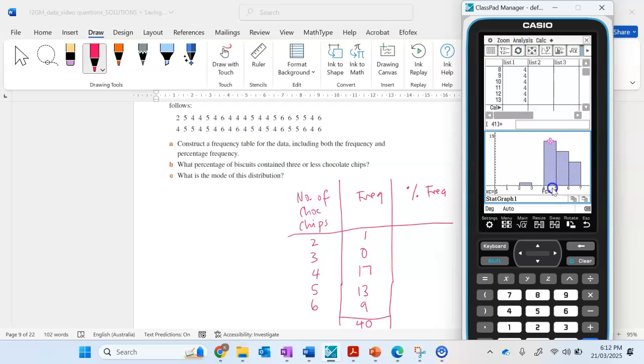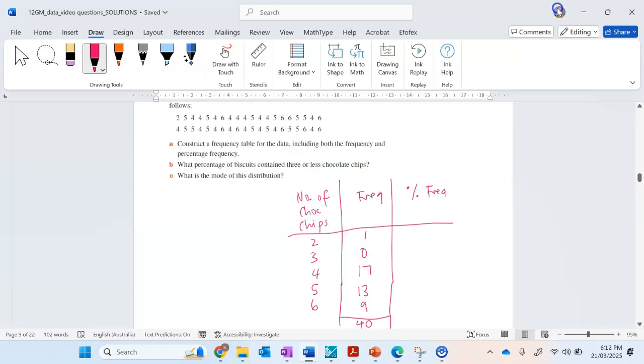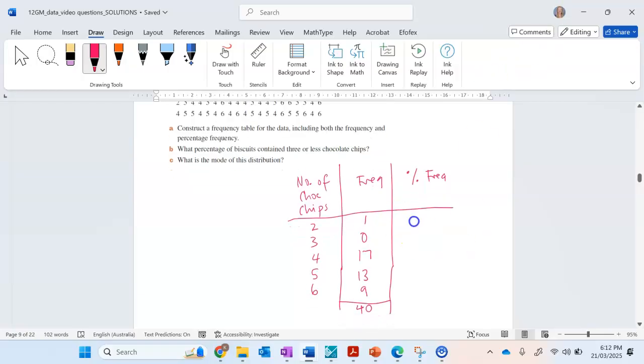All right, then for 4 we got 17 and so on. So you could have counted them that way, but I think it was not that difficult to count them once they were in order as well. All right, so to calculate the percentage, we just go 1 over 40 times 100.